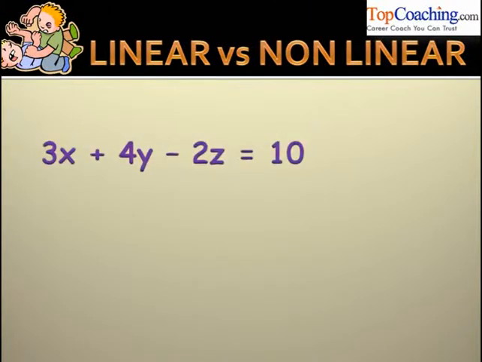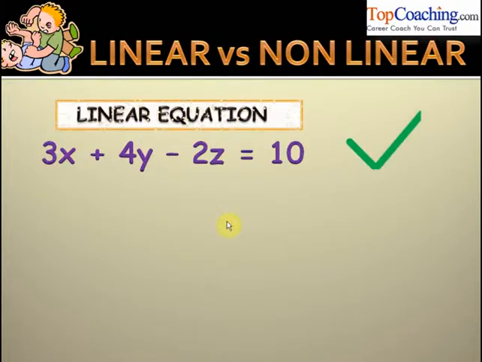For that, let us consider an example: 3x plus 4y minus 2z equal to 10. Now, is this equation a linear equation? Yes, this is a linear equation, and this is because we see that the exponents of all the variables here, that is x, y and z, are equal to 1, and so this represents a linear equation. The condition for a linear equation is that all the variables must have the exponent equal to 1.